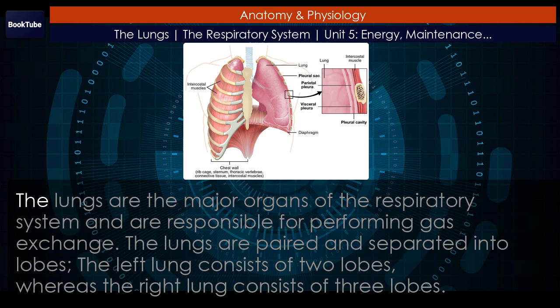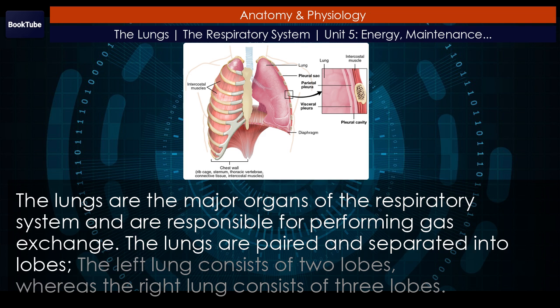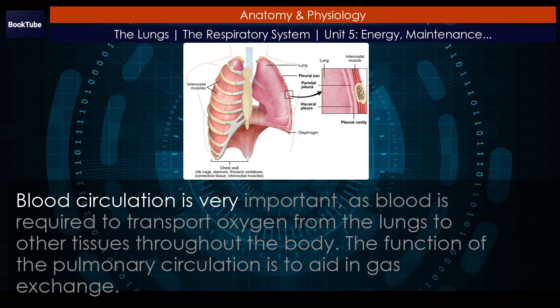Chapter Review. The lungs are the major organs of the respiratory system and are responsible for performing gas exchange. The lungs are paired and separated into lobes. The left lung consists of 2 lobes, whereas the right lung consists of 3 lobes. Blood circulation is very important, as blood is required to transport oxygen from the lungs to other tissues throughout the body.